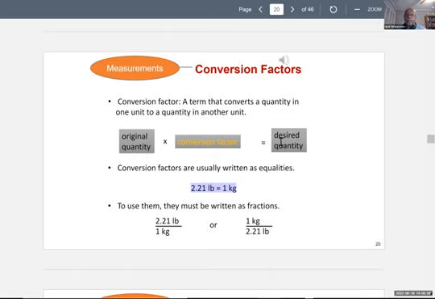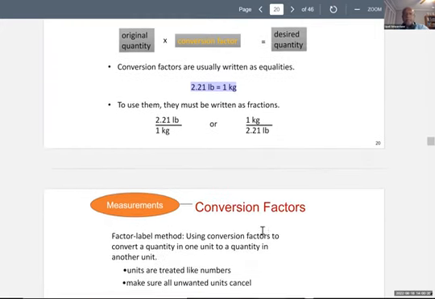Then you get the desired pounds and the number. When you're doing the calculation, these are exact numbers. Remember I talked about exact numbers which don't have significant digits. Therefore, they are ignored in considering significant digits in the answer. All right, let's go finish it up.